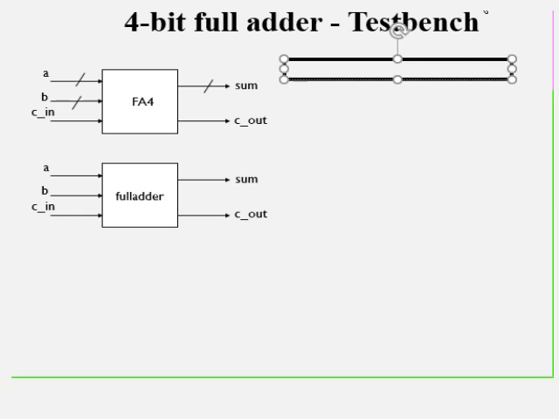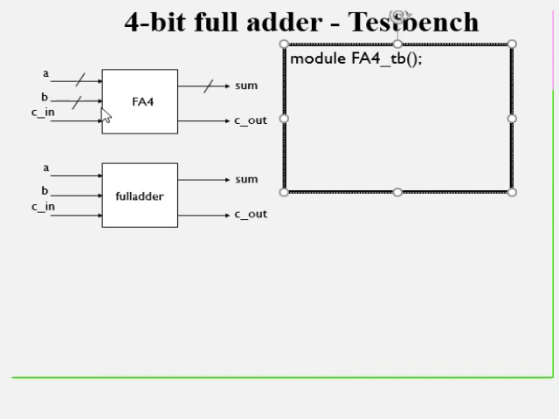So the test bench will continue like this. Say module is the keyword. The name of the module I will take as FA4 test bench, indicating that I am writing the test bench for the 4-bit full adder, and there is no port list, that's why empty parentheses and a semicolon.